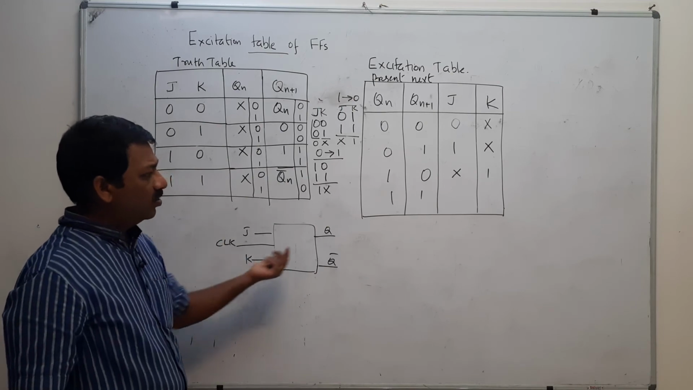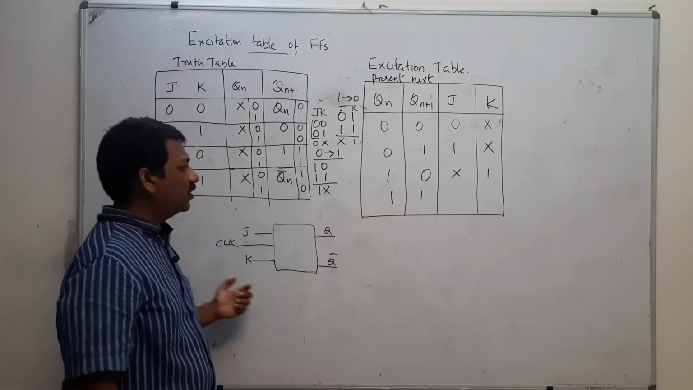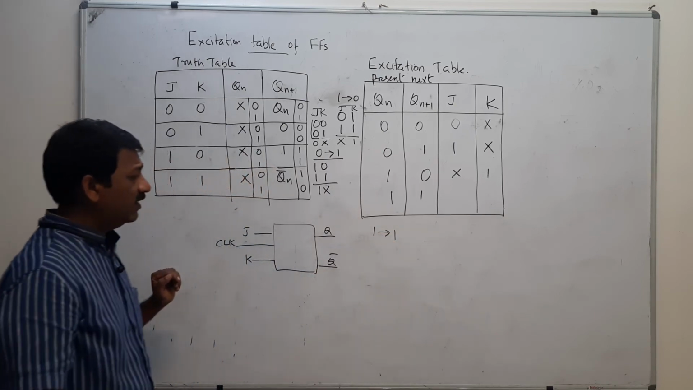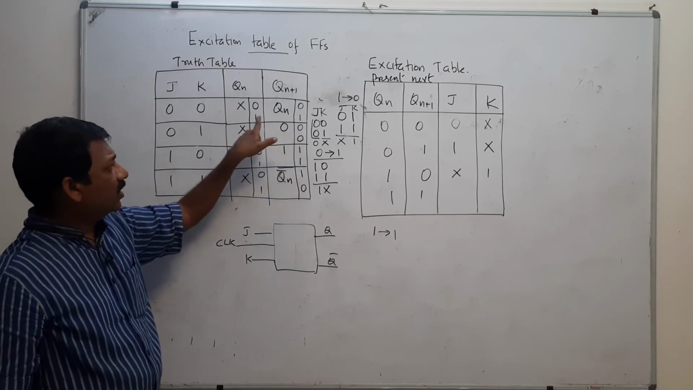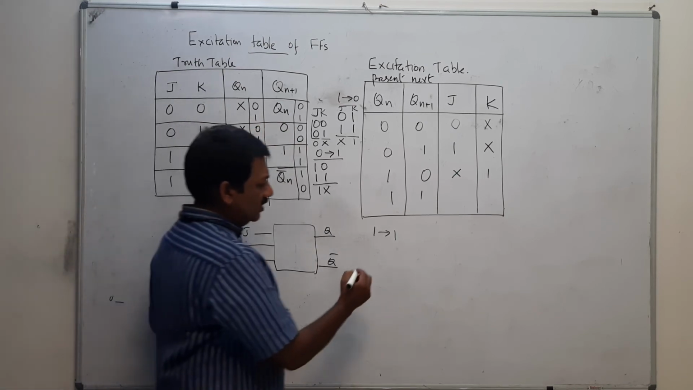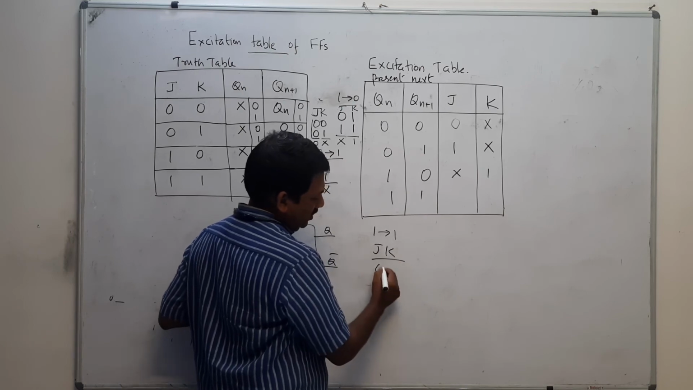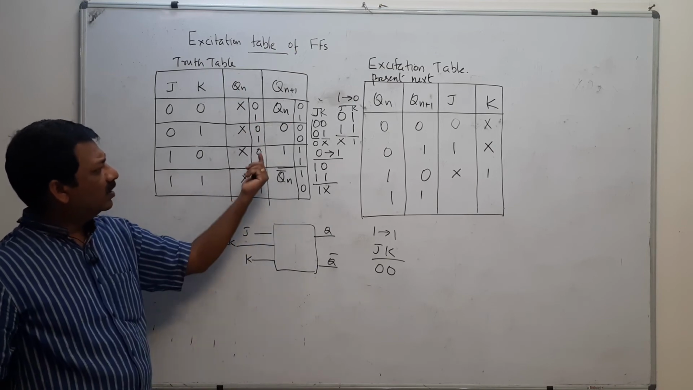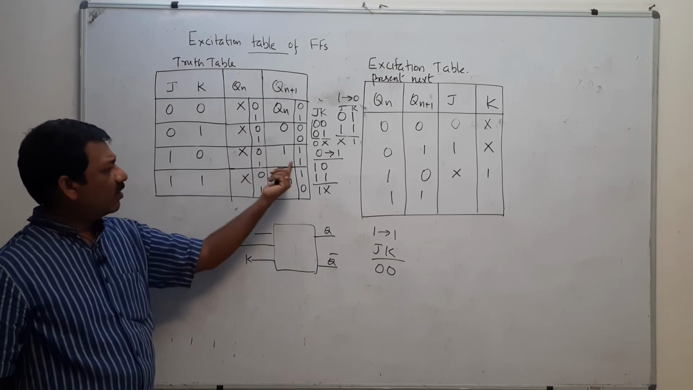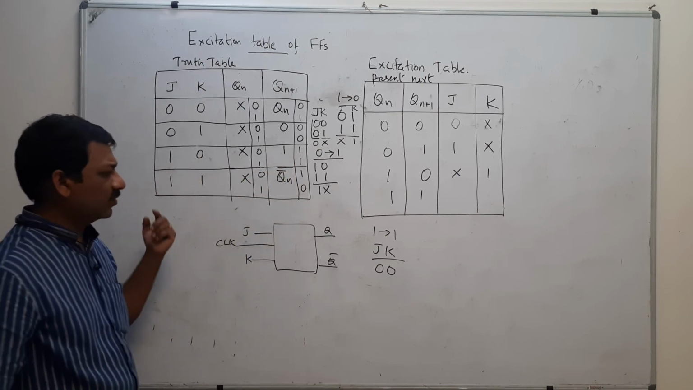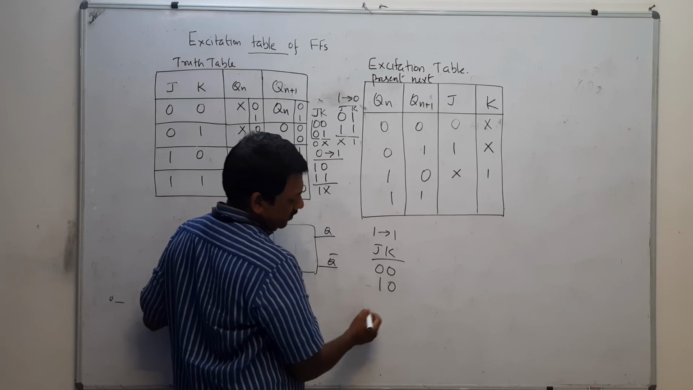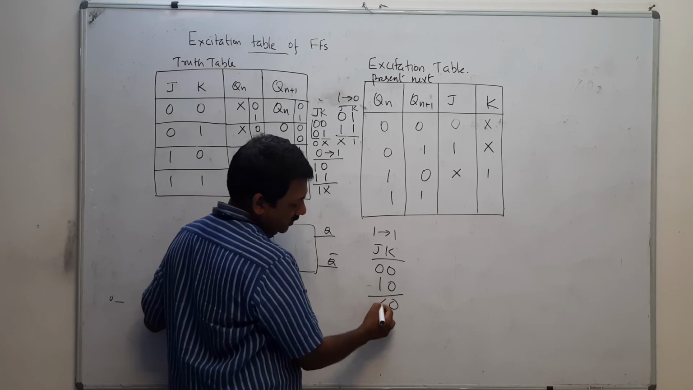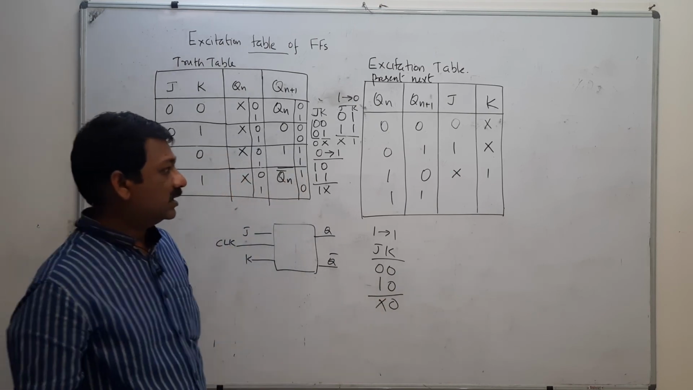And now what is 1 to 1 transition? For 1 to 1 transition, what is the input? What is the value of j and k? Here it is 1 to 1 transition, jk is 0, 0. Now here also we have 1 to 1. In that case, this is 1 0. Here in this case, the k value should be 0 and this is varying. That means that is x 0.